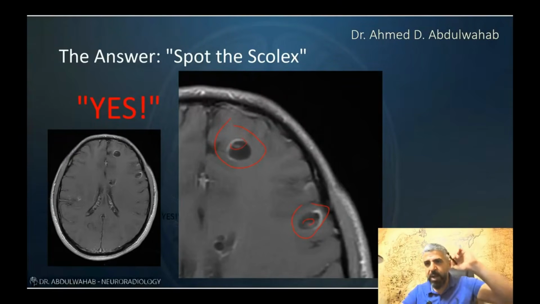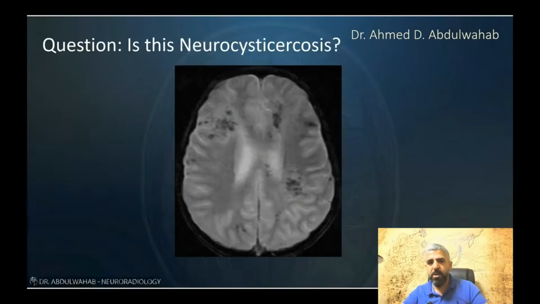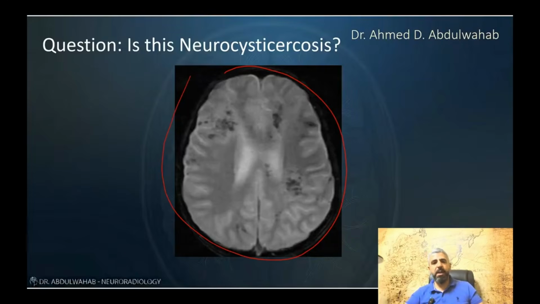Question 2, and this is a little bit confusing. Is this a neurocysticercosis? This is a new onset seizure in a trauma patient. Is it a neurocysticercosis? What's the sequence? It's the susceptibility weighted imaging or hemo or gradient recalled imaging. So these tiny dots represent tiny bleeds at the gray-white matter junction. When I'm telling you this is after trauma, representing diffuse axonal injury.